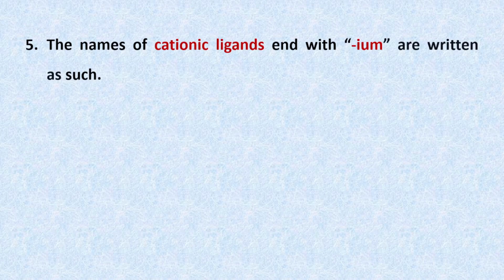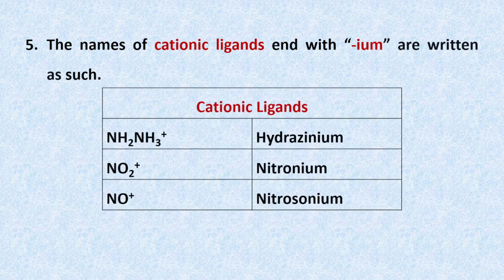Okay, number 5. The names of the cationic ligand end with "-ium" are written as such. For example, hydrogenium, nitronium and nitrosonium are named as such.